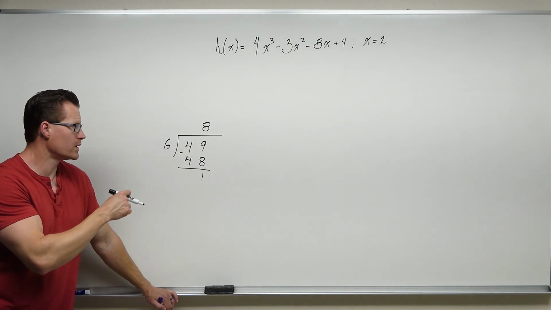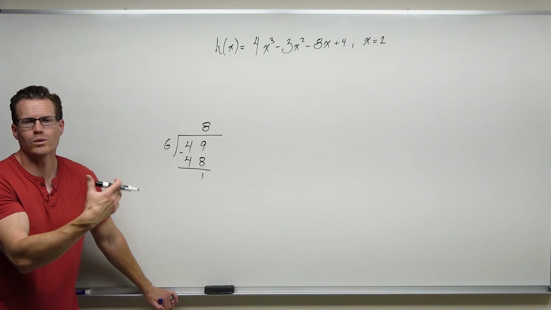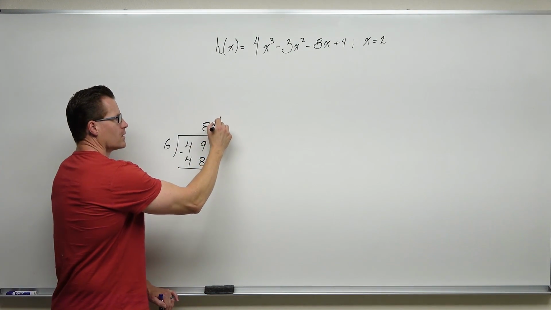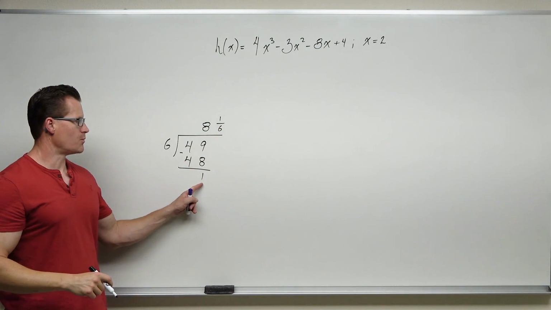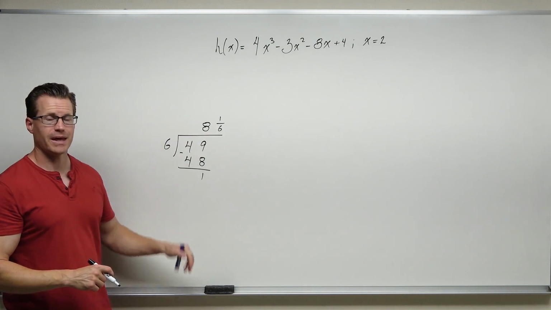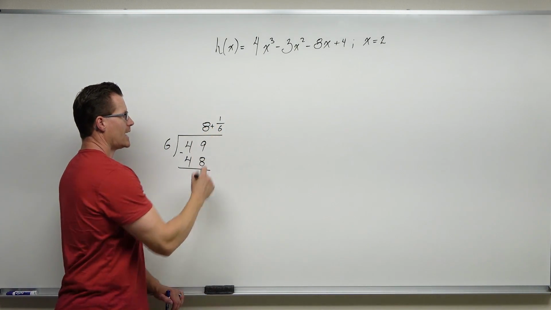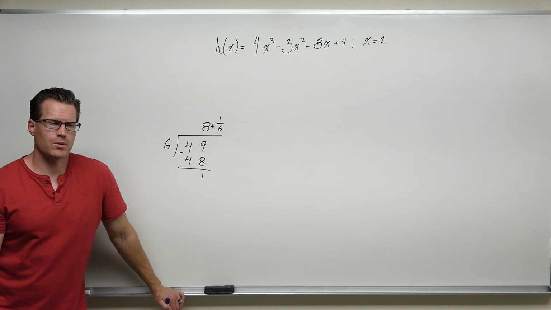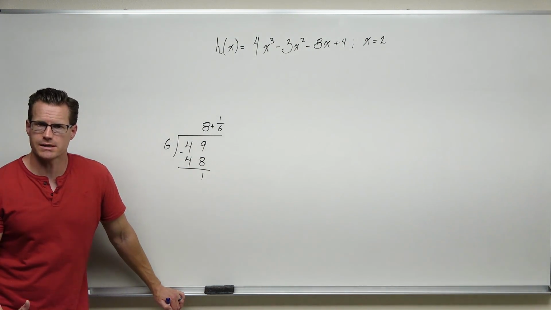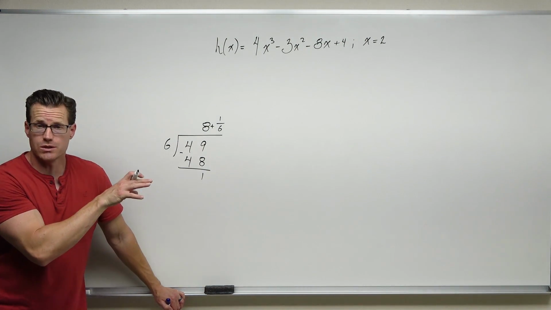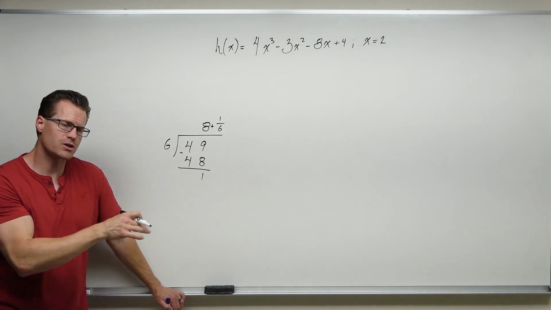And that remainder of 1 creates a fraction. If you divide, it goes into 49 8 whole times, and you get 1 over 6. Or in other words, your remainder over your divisor. And this can be added to it. 8 plus 1/6 is 8 and 1/6. That models what we do with a remainder that's not 0. So I'm going to show you that right now.